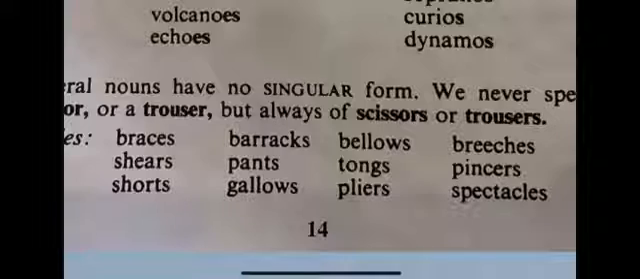Then comes pants. Gallows. What are gallows? Gallows means a structure that is used for hanging criminals. Then comes bellows. What is bellows? Bellows is basically an instrument that is used for blowing air into a fire. So the next one is tongs. Tongs is also an instrument. It basically has two movable arms, and it is used for picking up and holding things.